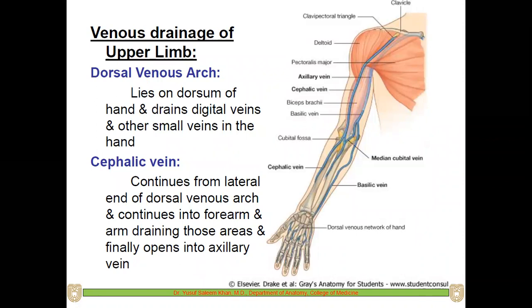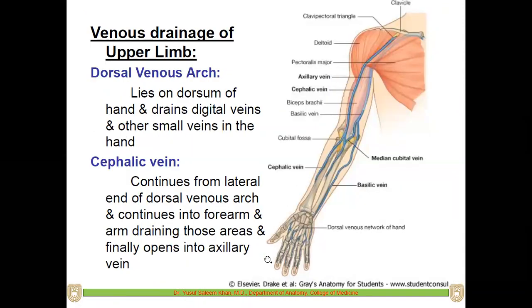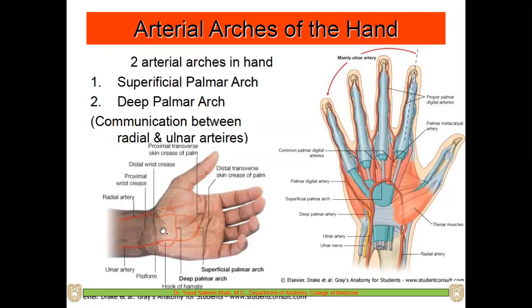Now coming to the venous drainage. Till here we studied the blood supply of the upper limb. Now we have to know the venous drainage of the upper limb. Just like the arteries begin from the aorta and come here and become small branches, the veins will start from the hand, on the dorsal aspect, not on the palmar aspect, but behind the hand. So arterial arches are in the front of the hand, on the palmar surface.